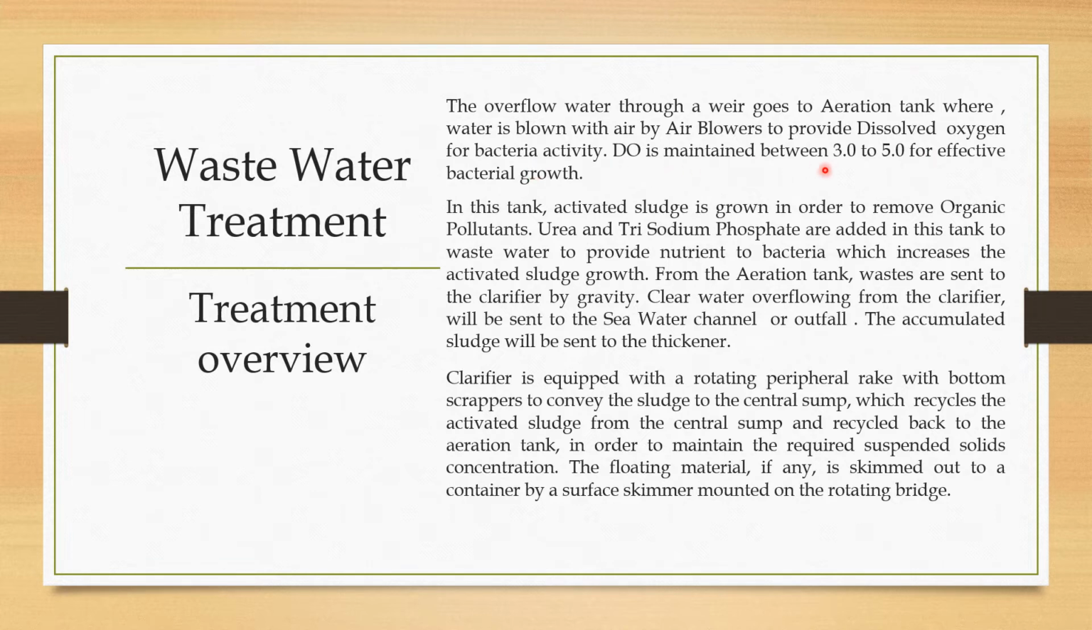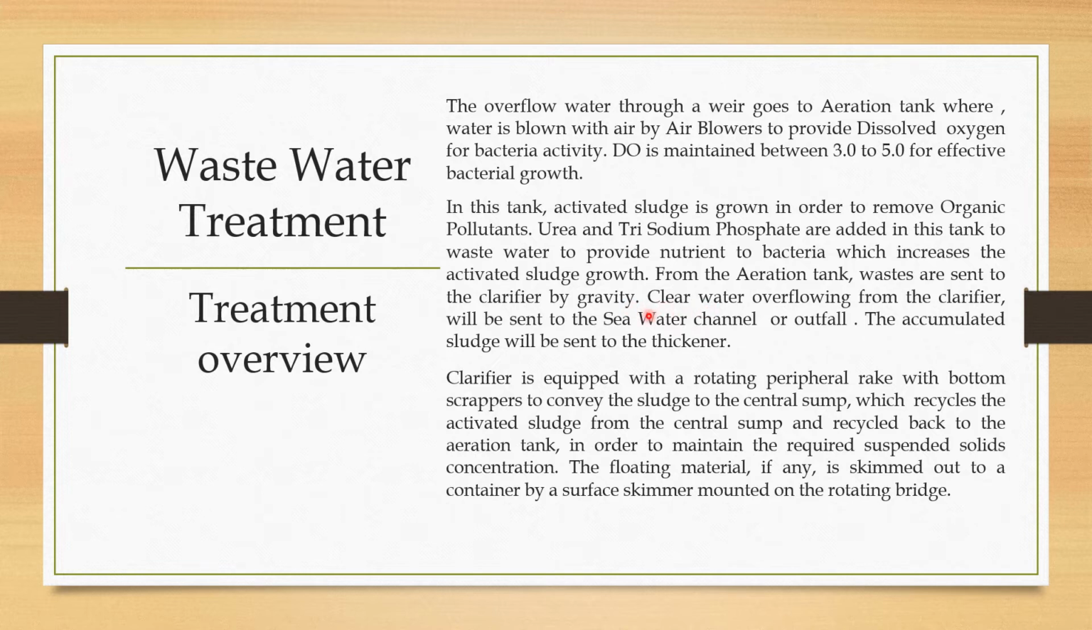Dissolved oxygen is normally maintained between 3 to 5 for effective bacterial growth. In this aeration tank, activated sludge grows in order to remove organic pollutants. Urea and trisodium phosphate are added to the wastewater in this tank to provide nutrients to the bacteria, which increases the activated sludge growth. From the aeration tank, wastewater is sent to the clarifier by gravity.